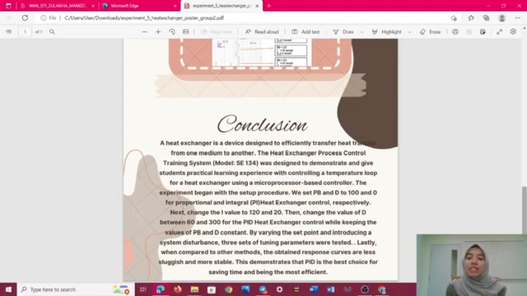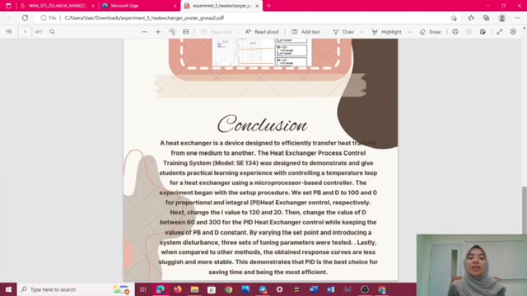We set PB and D to 100 and 0 for proportional and integral heat exchanger control respectively. Next, we changed the value of R to 120 and 20. Then, we changed the value of I between 60 seconds and 300 seconds for the PID heat exchanger control while keeping the values of PB and D constant. By varying the set point and introducing a system disturbance, 3 sets of tuning parameters were tested.